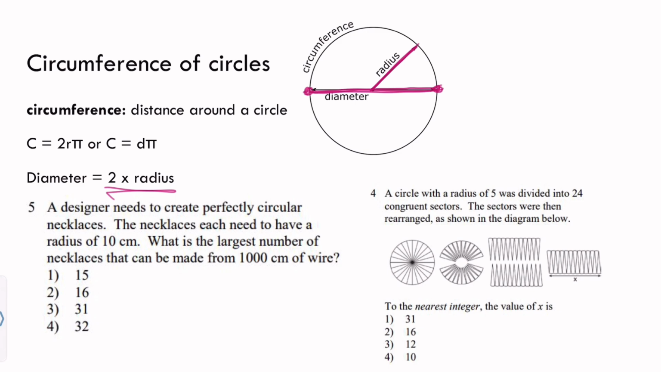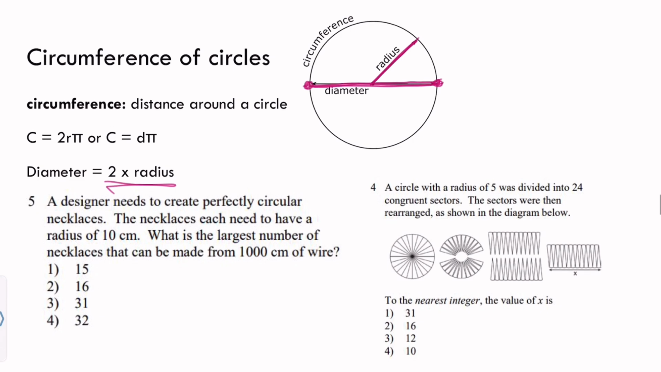Okay, so I have 2 questions here. You can try them on your own, or I'll just go over them. A designer needs to create perfectly circular necklaces. The necklaces each need to have a radius of 10 centimeters. What is the largest number of necklaces that can be made from 1,000 centimeters of wire? We're given the radius.